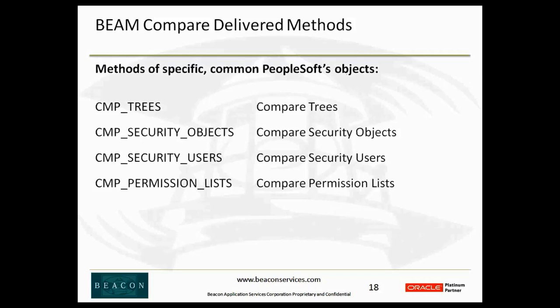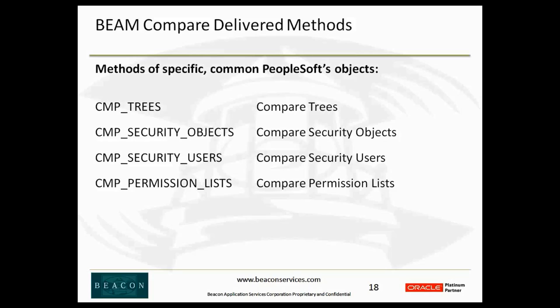These are specialized, more specific records that we built some custom methods for because people seem to have trouble with these areas. They're just always checking to find out what's different and what's the same. Trees have structures and values, leaves and everything. We compare all the tree aspects for you across environments.